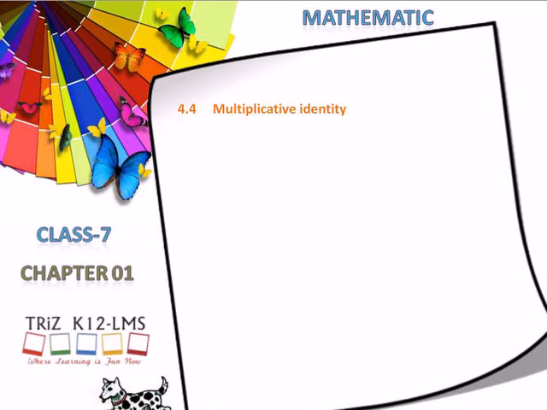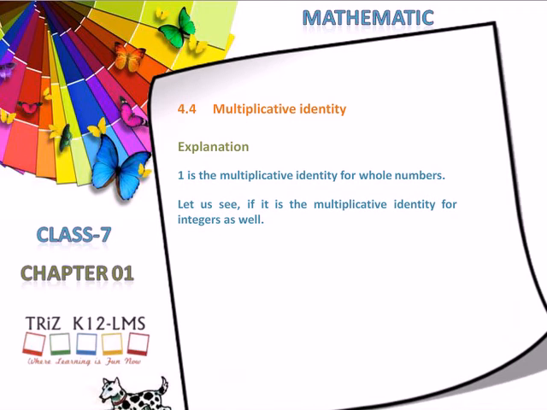4.4. Multiplicative identity. Explanation: 1 is the multiplicative identity for whole numbers. Let us see if it is the multiplicative identity for integers as well. In general, for any integer a, a × 1 = 1 × a = a. Examples: 2 × 1 = 2. -5 × 1 = -5. -7 × 1 = -7.